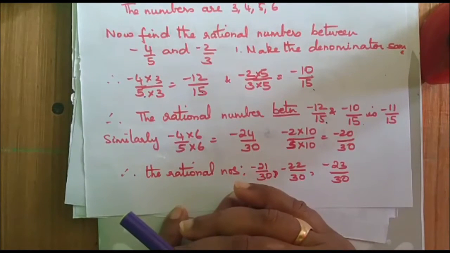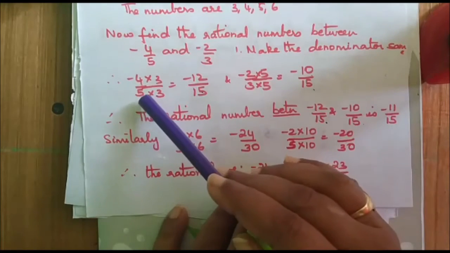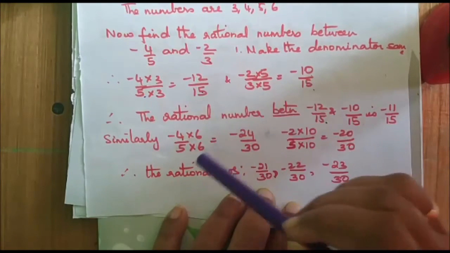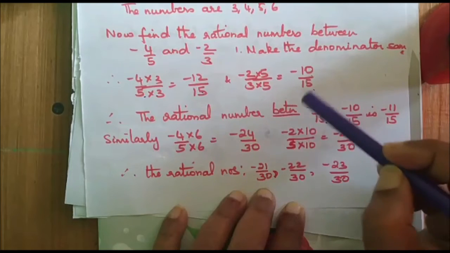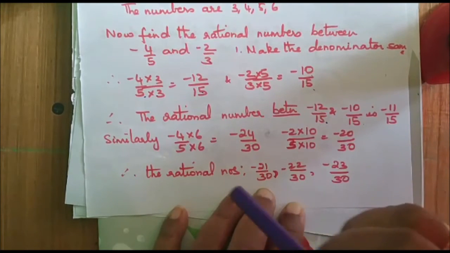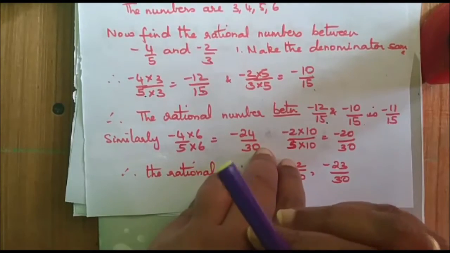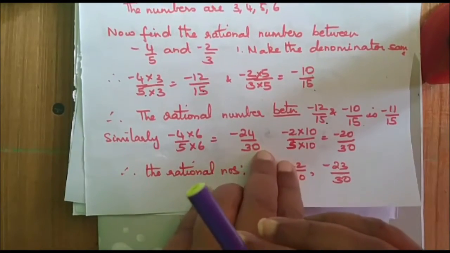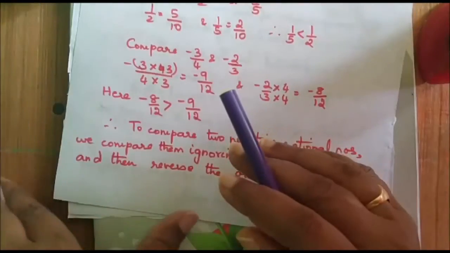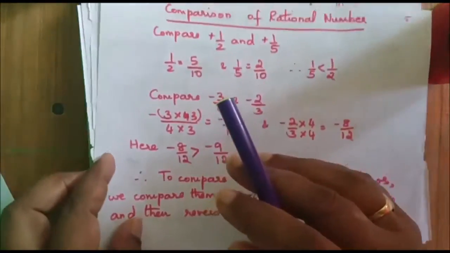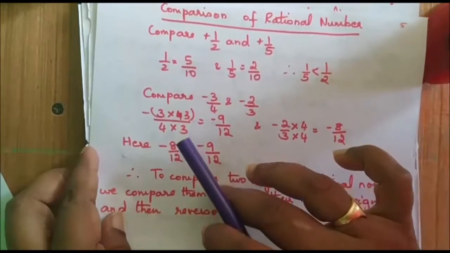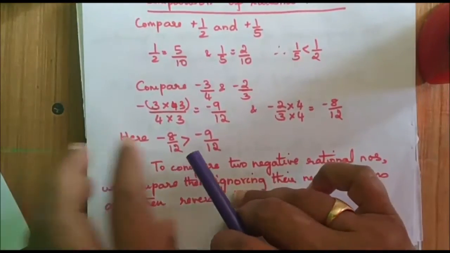I hope you understood it. That is, you have to make the denominators have the same number. With that you have to multiply and we can find the rational numbers between two given rational numbers. I hope you understood this. Now we'll go to the next topic, that is comparison of rational numbers. How do we compare two given rational numbers?